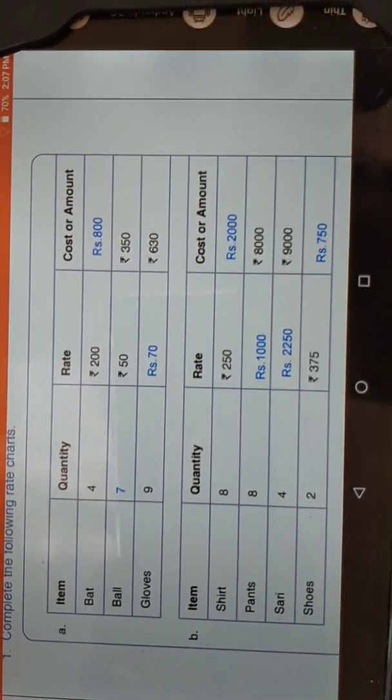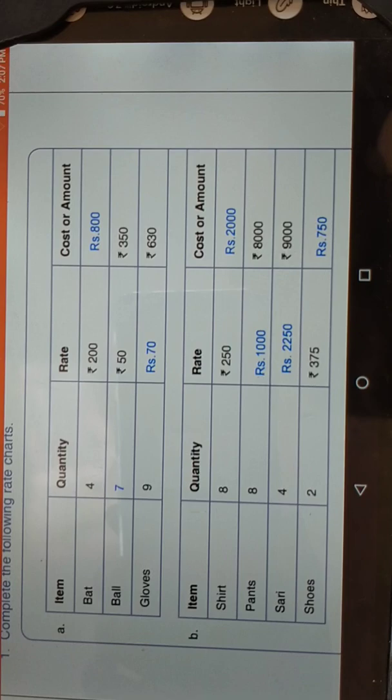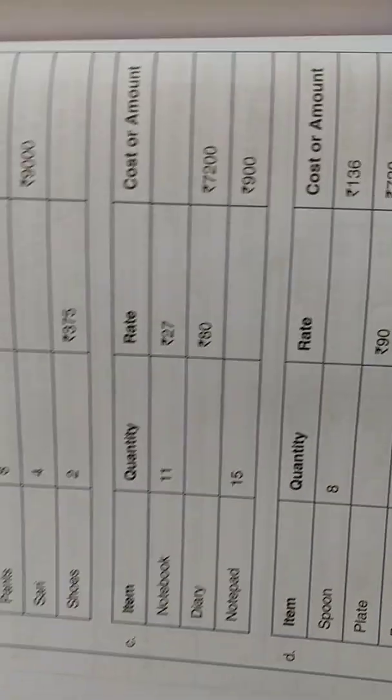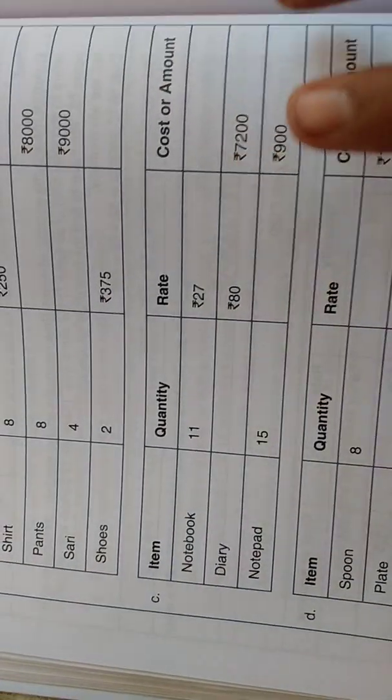Okay students, I hope your work is complete. Now we'll start the next worksheet. Okay students, now C and D you have to complete at your home. Homework.